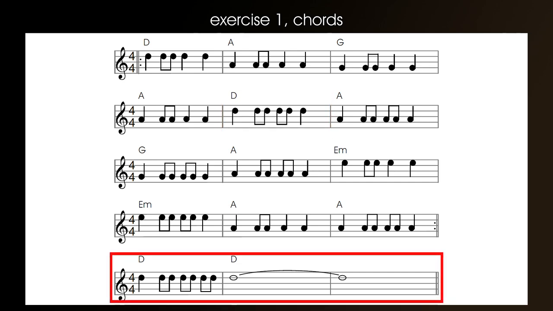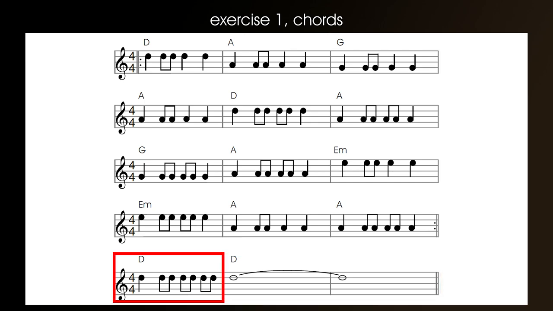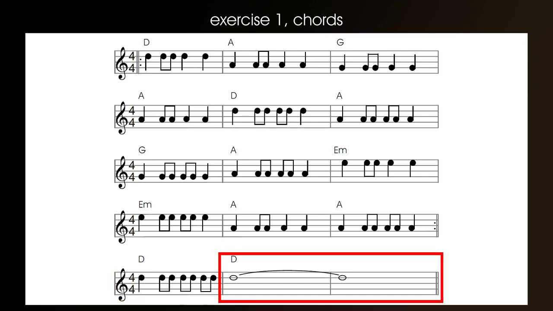Okay, let's take a look at the last line. And firstly, we'll look at the first bar of the last line, which sounds like this. 1 and 2 and 3 and 4 and. And here's that again. 1 and 2 and 3 and 4 and. This time we'll go straight on to the next two bars.